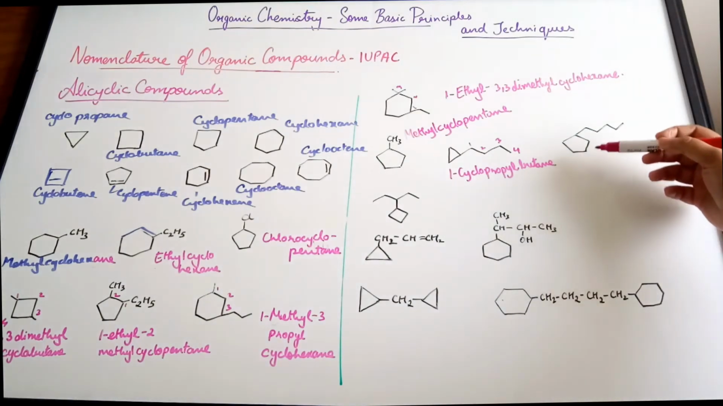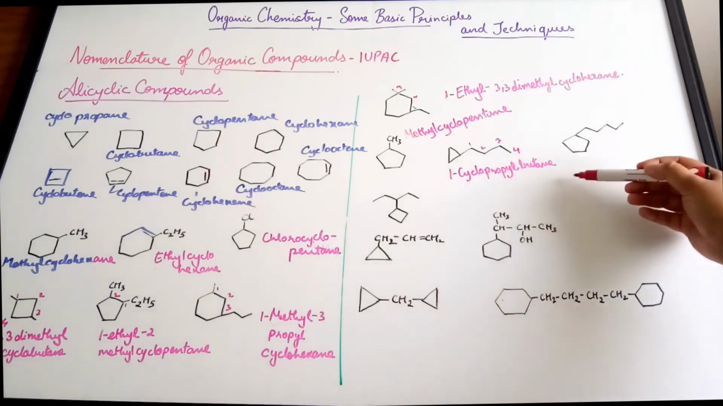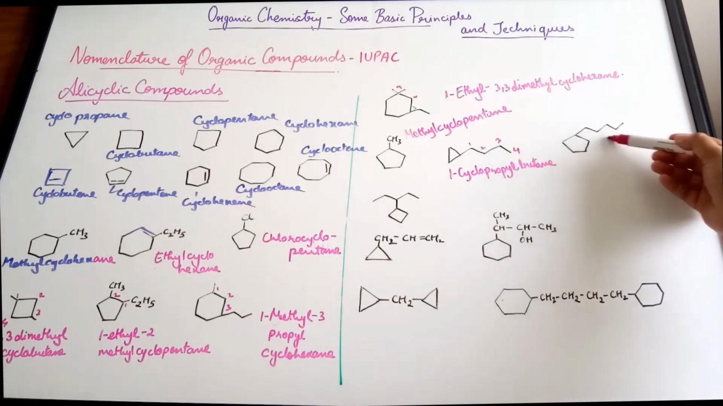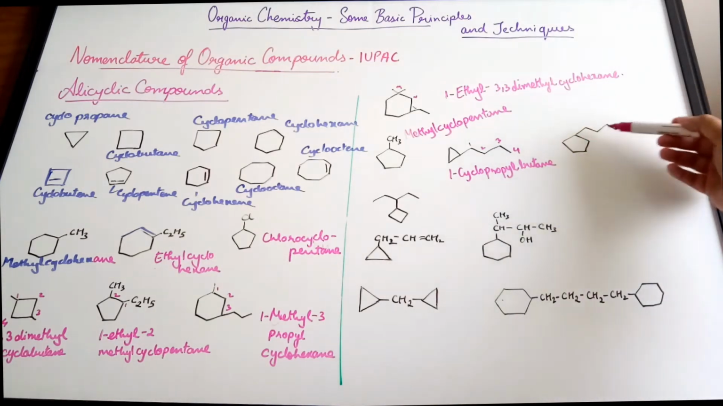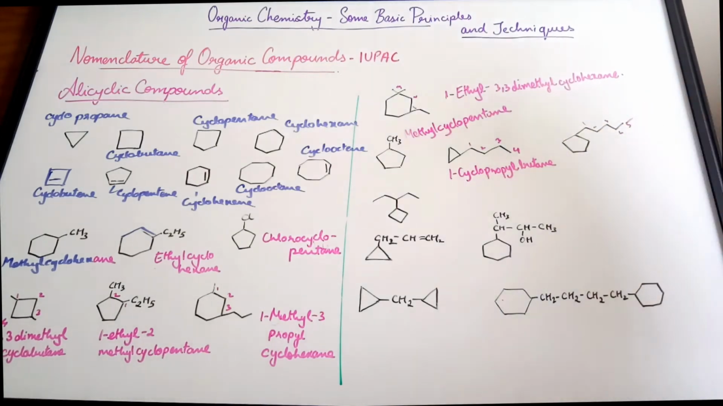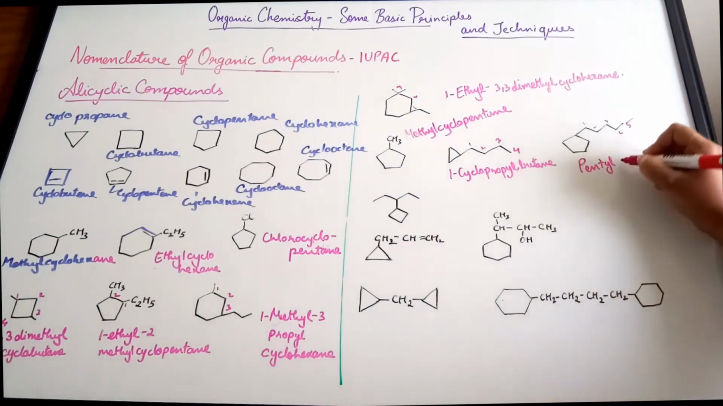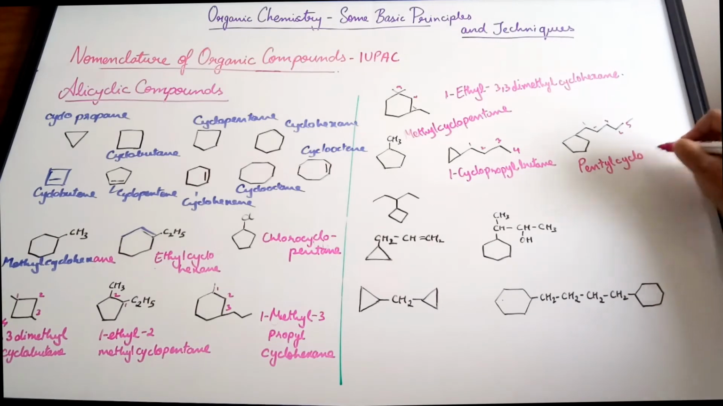Next, since there are equal number of carbon atoms, the ring will be considered as the main one, and then to it this chain has been added. So you have a 1, 2, 3, 4 and 5 membered chain, which is a pentyl. So the name of the compound is pentylcyclopentane.